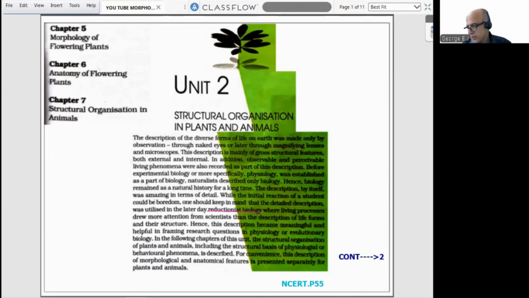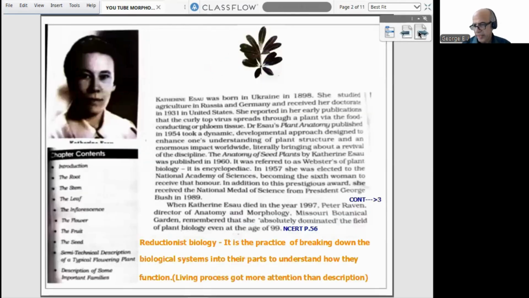Now when we proceed to the second page of NCERT, again you may observe this page, where you can find a photograph that we already studied in anatomy. Katherine Esau, the contribution of this famous scientist, absolutely dominated this world according to Peter Raven. She wrote many books on anatomy, and many descriptions are given. Then after that, what all content will be discussed in this chapter: introduction, root, stem, leaf. Each item we will be explaining, so many areas we have to discuss.